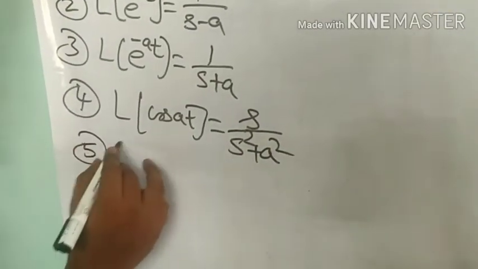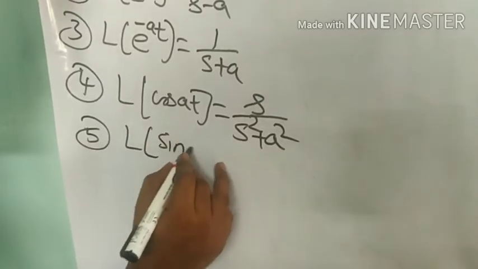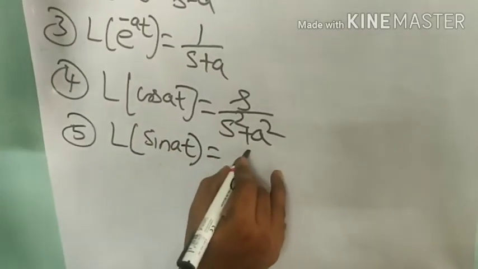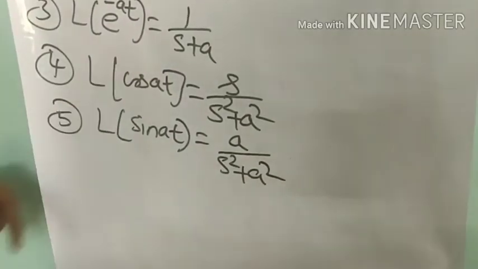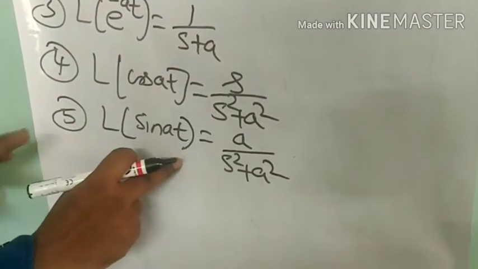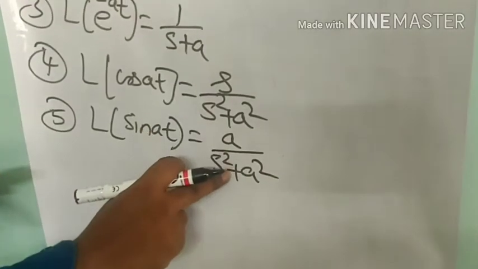And the fifth is nothing but Laplace of sin at. So sin at is nothing but constant a by s square plus a square. So in cos you write s by s square plus a square, sin also the same, and in the numerator you write a by s square plus a square.